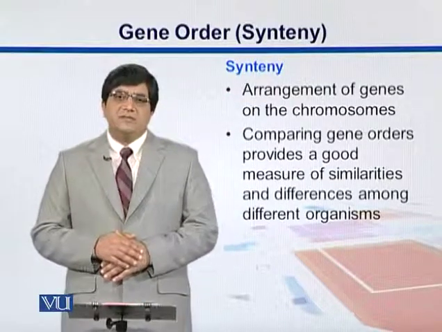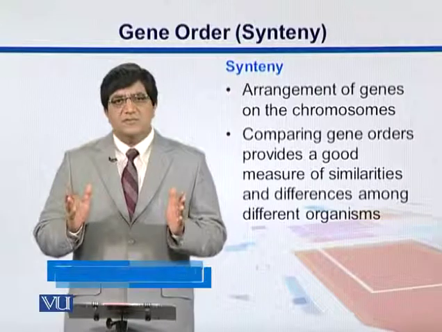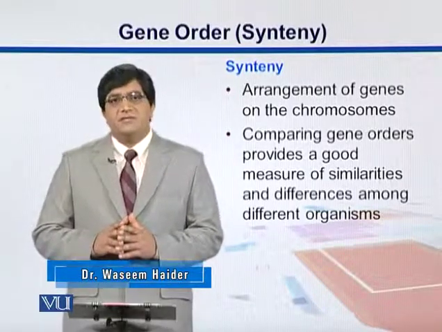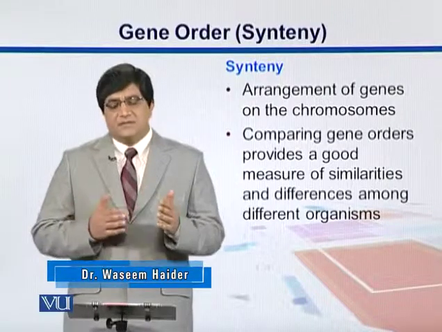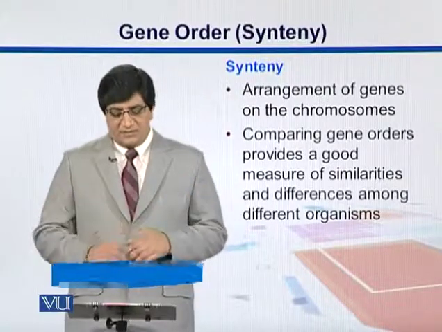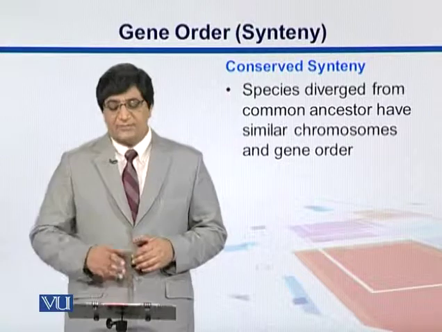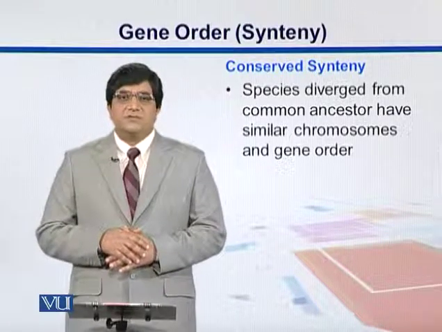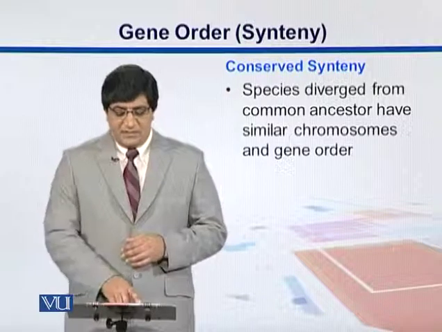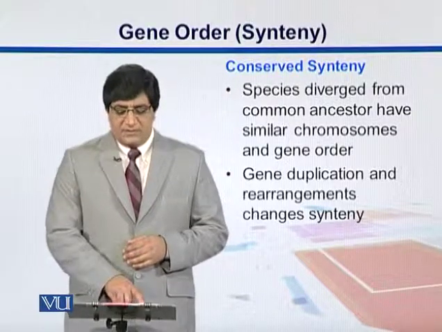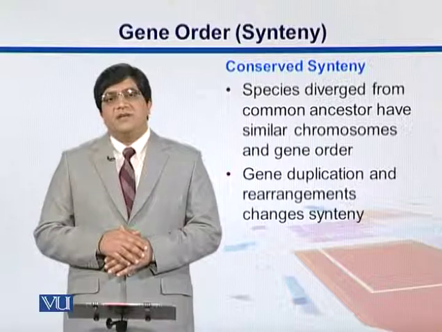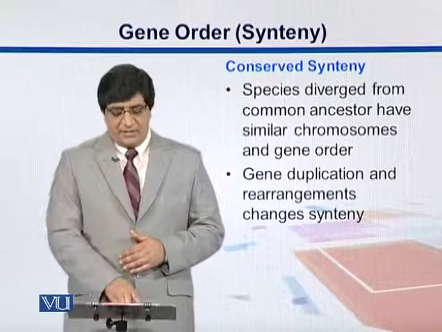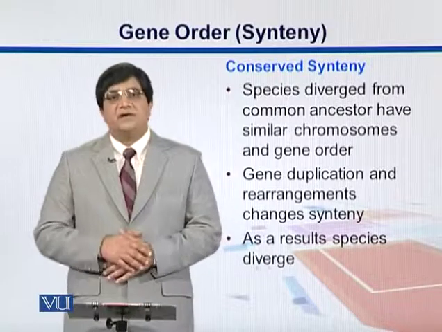Synteny is the arrangement of genes on the chromosomes, and comparing syntenies or the gene order between different species tells us about the distances among different organisms. Species diverge from common ancestors. They are supposed to have similar syntenies or gene orders, whereas we believe that gene duplication events change the gene orders, and as a result species diverge.